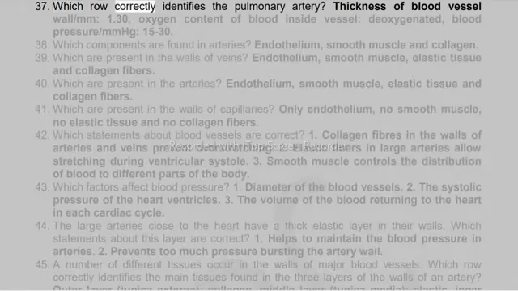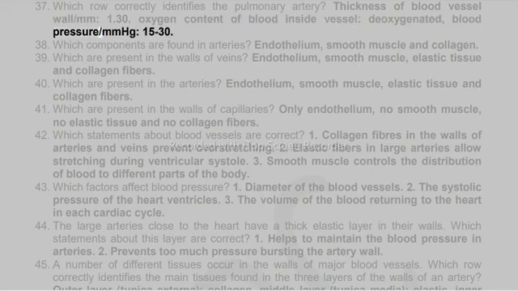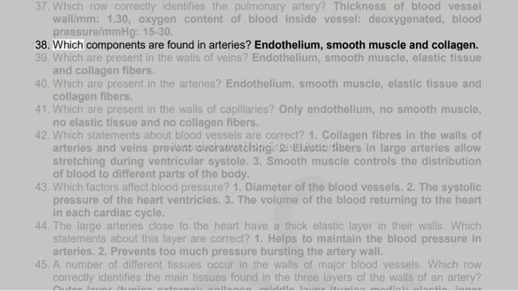26. Which row correctly identifies the pulmonary artery? Thickness of blood vessel wall 1.30 mm, oxygen content of blood inside vessel deoxygenated, blood pressure 15 to 30 mmHg. 27. Which components are found in arteries? Endothelium, smooth muscle and collagen.